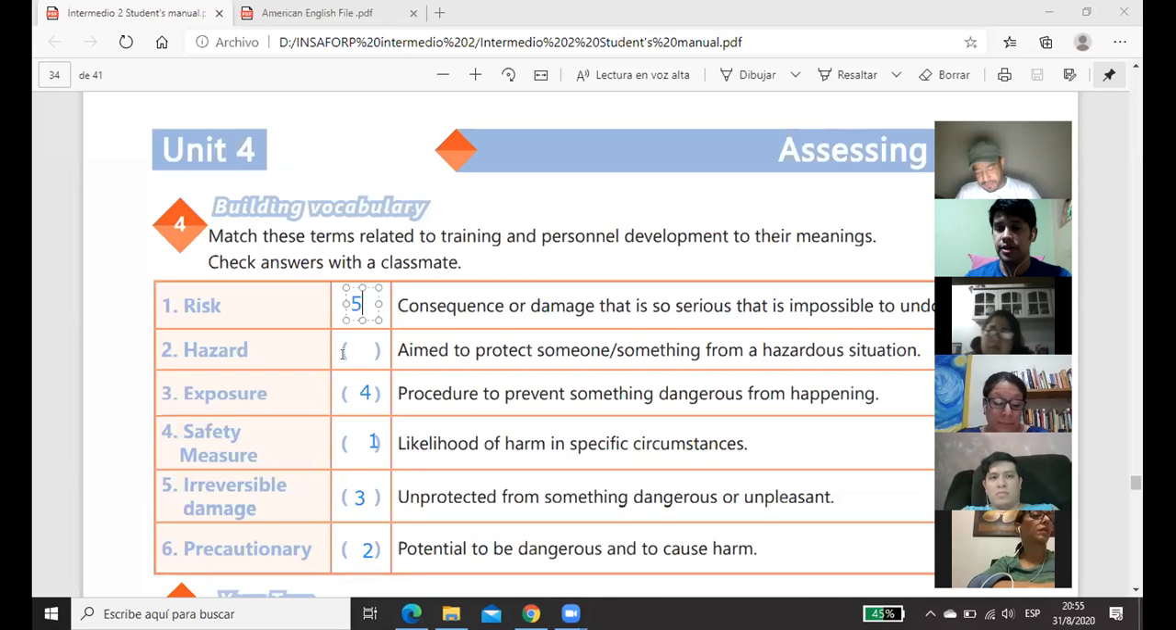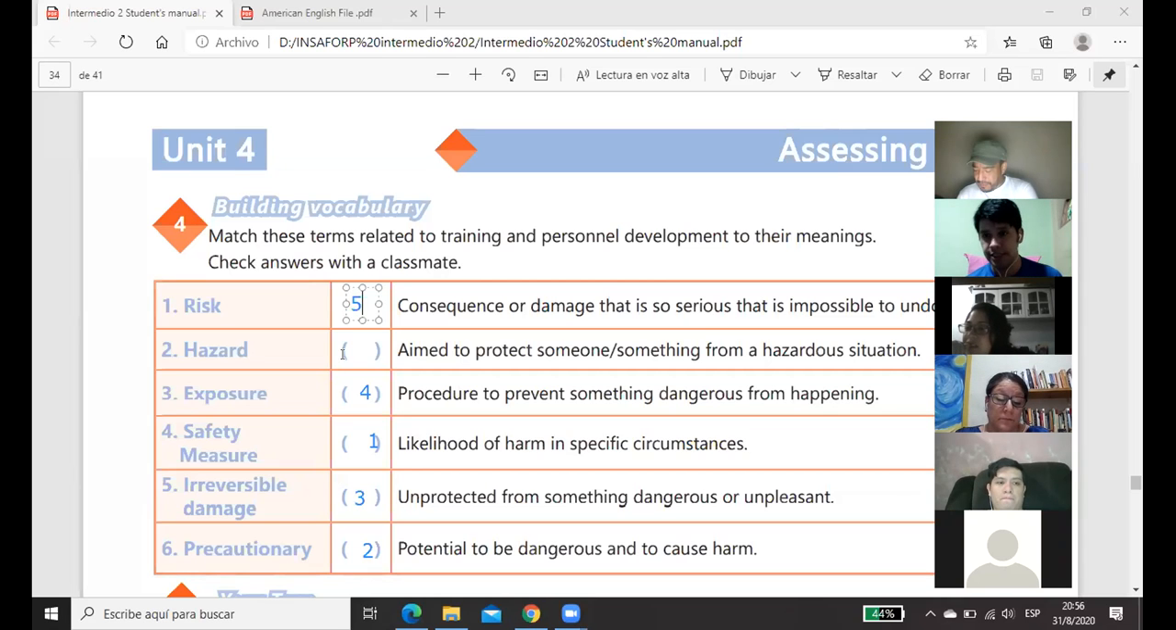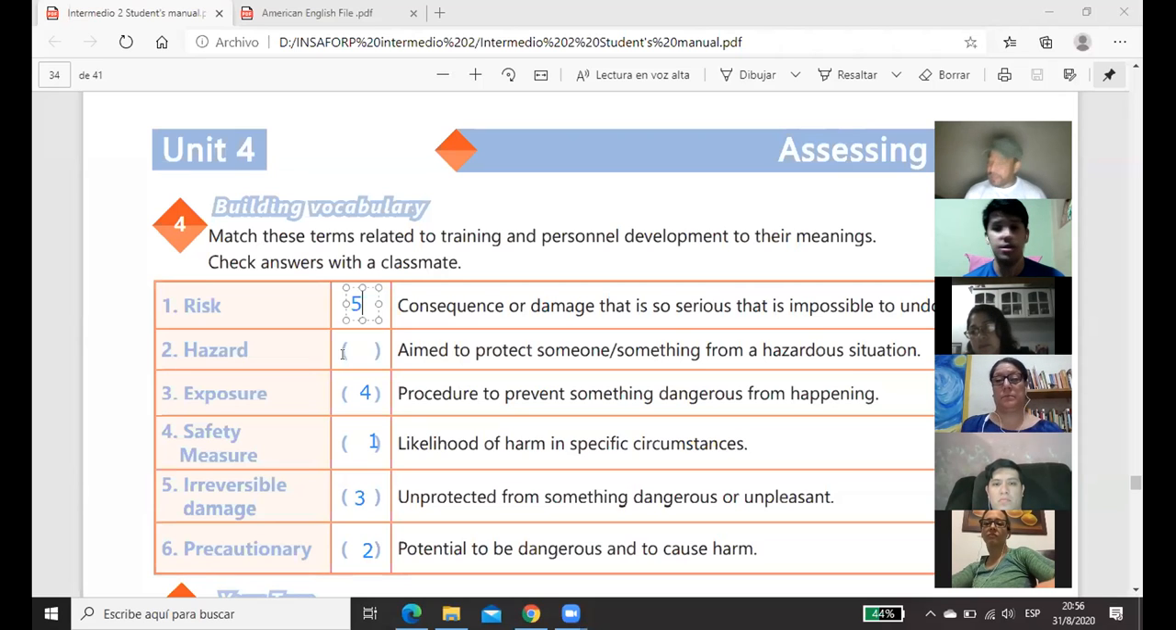Wow. Because he got electrocuted doing the job. It's a very dangerous job. While doing the job, I think he touched something wrong. Probably he was unprotected. He was exposed, but he lost an arm. So he had an irreversible damage. Losing an arm is not something you can undo. Undo means to reverse, to do in the opposite. He cannot get his arm back anymore. It's impossible. So, irreversible damage. All right.